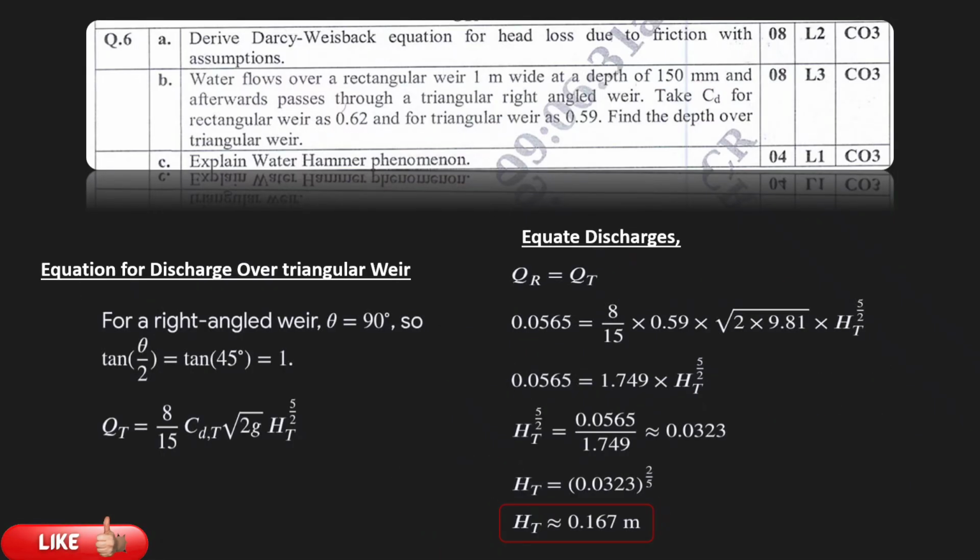In the next step, equation for discharge over triangular weir. Theta is 90 degree because it's a right angled weir. Therefore, we know that equation for triangular weir is 8/15 CD square root of 2g into h raised to 5/2. Qt is equal to 8/15. Coefficient of discharge is 0.59 given in the problem. That is multiplied by square root of 2 into g into h, we don't know this value. We already calculated discharge over rectangular weir, that is 0.0565. That's equal to discharge over triangular weir, 1.749 into h raised to 5/2. After solving for HT, we will get HT is equal to 0.167 meter. This is the depth over triangular weir.